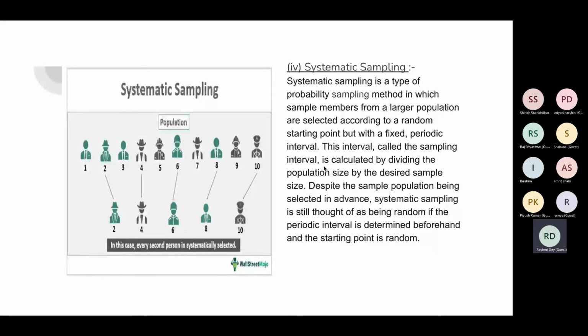So, suppose in this example, I am taking a sample 2, 4, 6, 8, and 10 from the population 1 to 10. The interval here is constant. That is, from 2 to 4, the interval is 2, 4 to 6, the interval is 2 again. So the interval is constant. That is a fixed interval. That is, I'm taking a sample of fixed interval. So in this case, every second person is systematically selected.